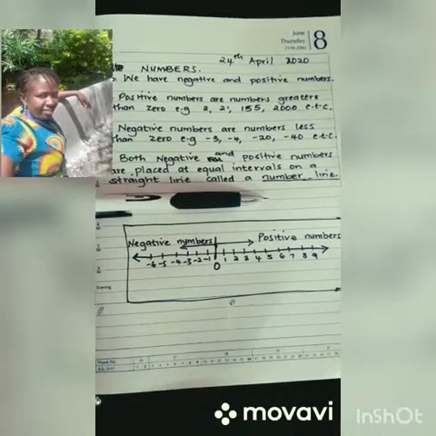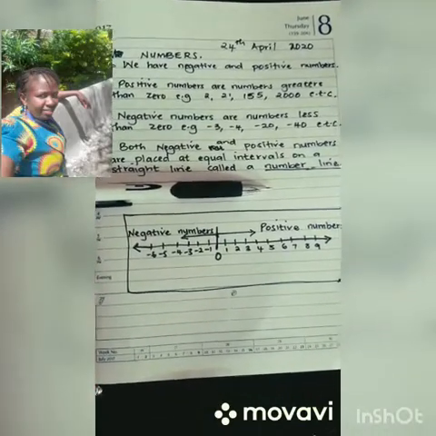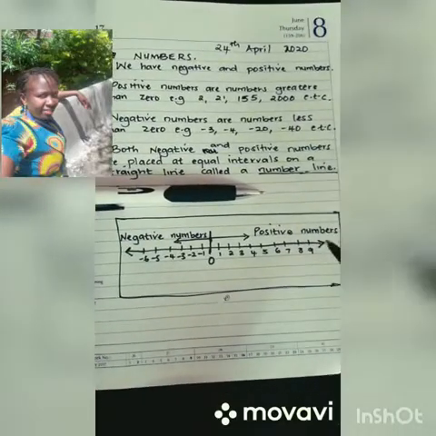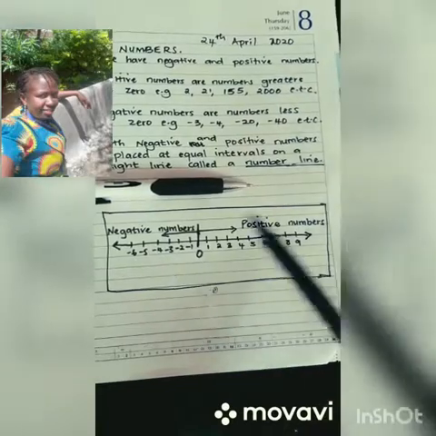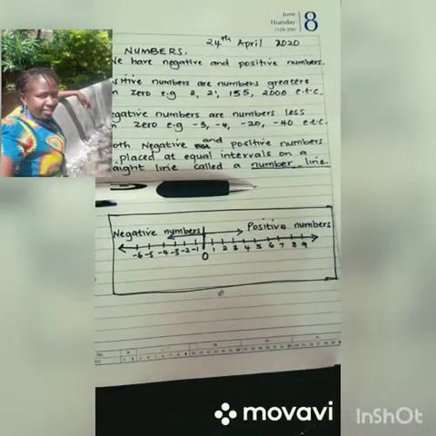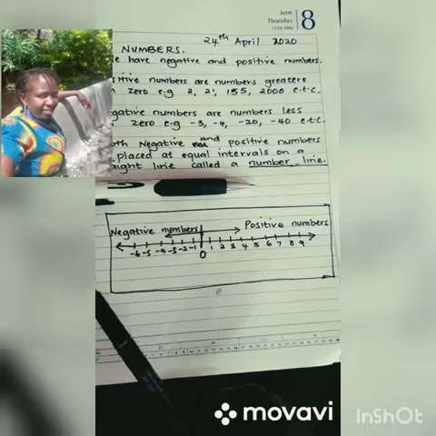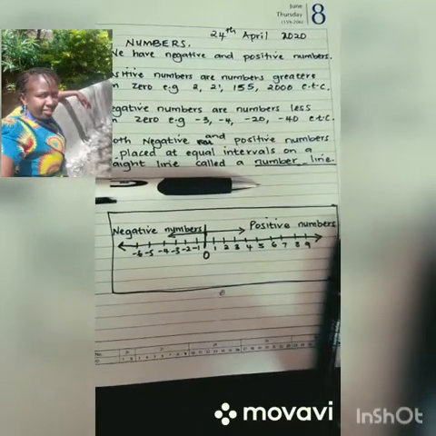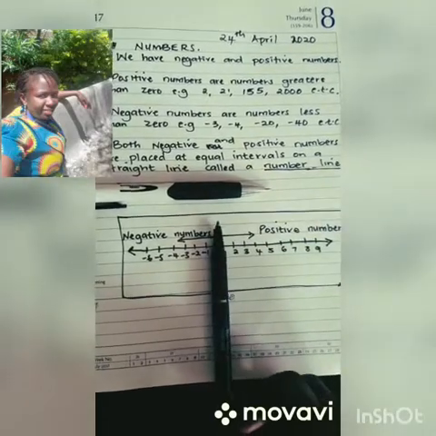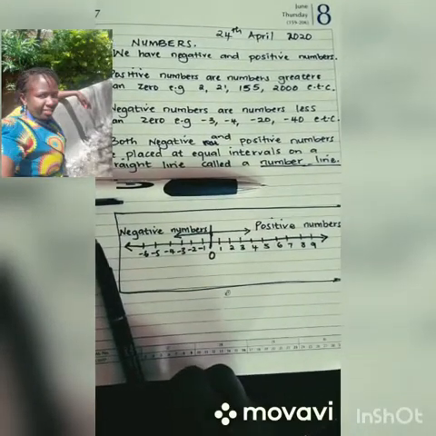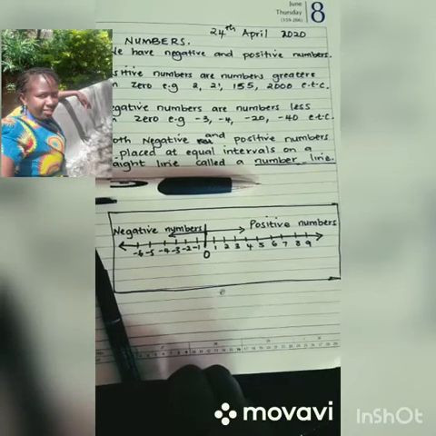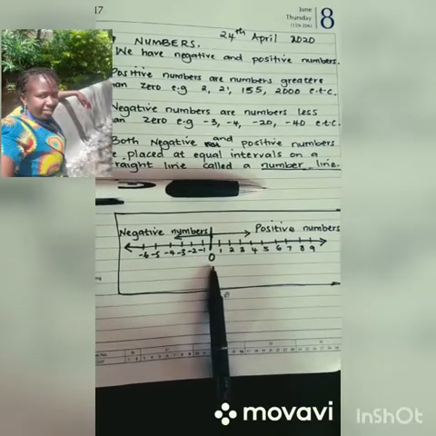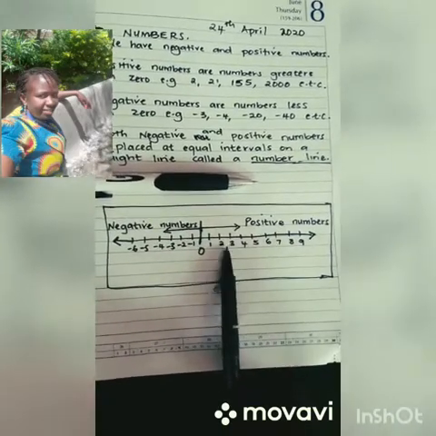So, we've said that both negative and positive numbers are placed on a straight line that is called a number line, and this is how a simple number line looks. It has a positive side and it has a negative side. From 0 to the right, those are positive numbers because they are greater than 0. And then from 0 to the left, we have negative numbers because they are less than 0.